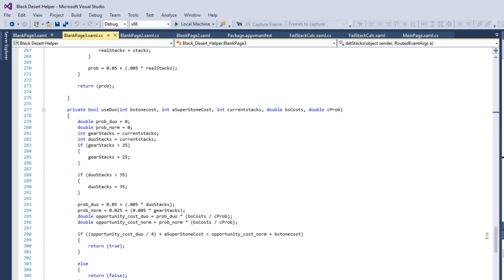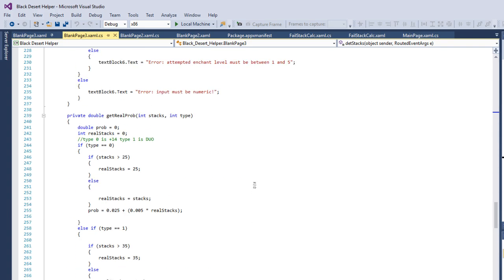And so basically what it does to decide if you want to use duo, it says, okay, if the opportunity cost of if you fail, based on the probability of failing divided by 4, is less than the opportunity cost of you using plus 14 and then the Blackstone for that, then you're going to use it. And the reason you divide it by 4 is because you get more fail stacks for using a duo. So basically you want to decide, is it cheaper to fail stack with a duo at this point in time, or is it a waste? And that's basically what that function does.